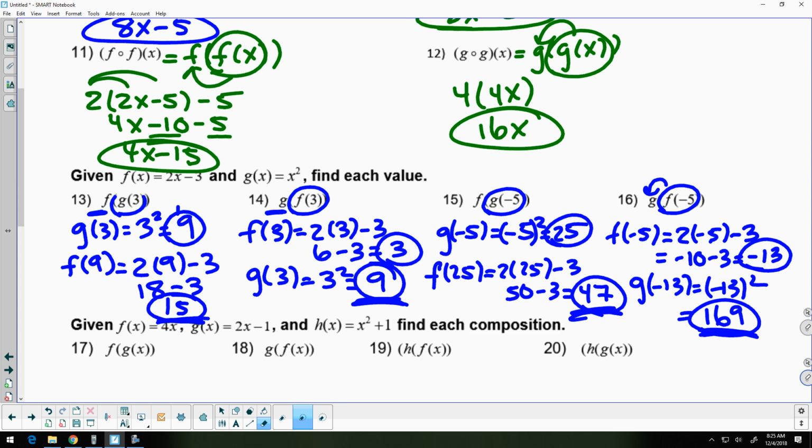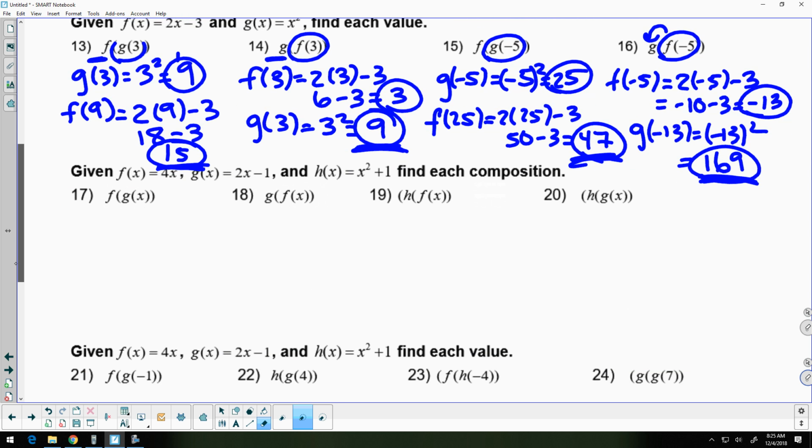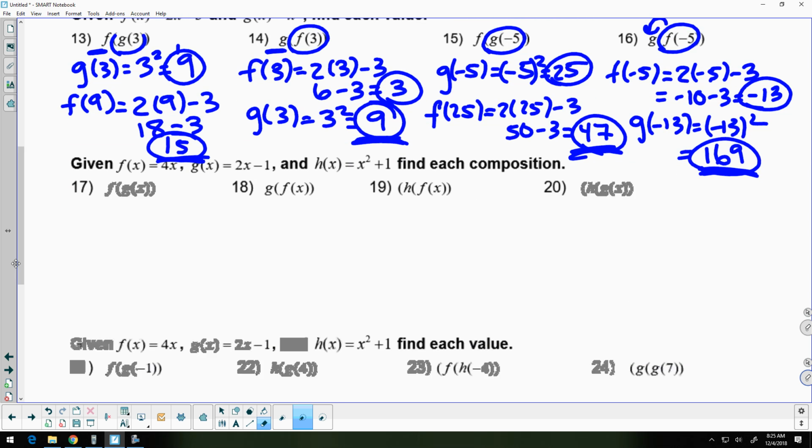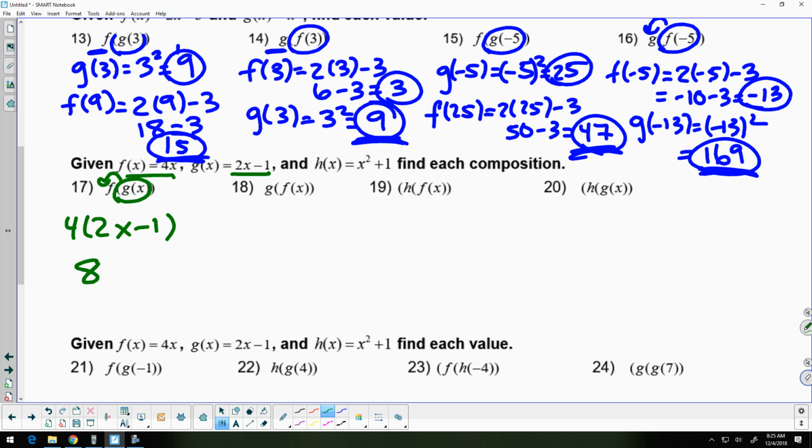Okay, the last part, going back to compositions here. We have three functions: we have f, we have g, and we also have h thrown into the mix. So the first one, if we had to find f of g of x, that means take g of x and plug it into f of x, the whole function. So g plugged into f: 2x minus 1 plugged into f of x, you're going to have 4 times 2x minus 1, which is 8x minus 4. And there you go.